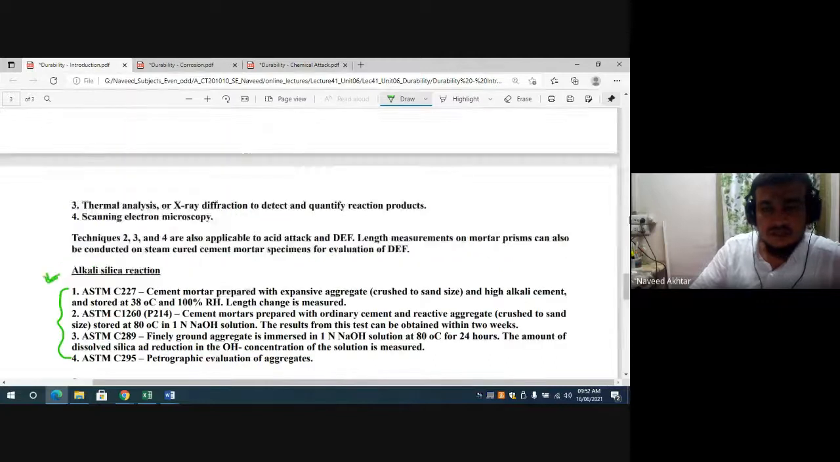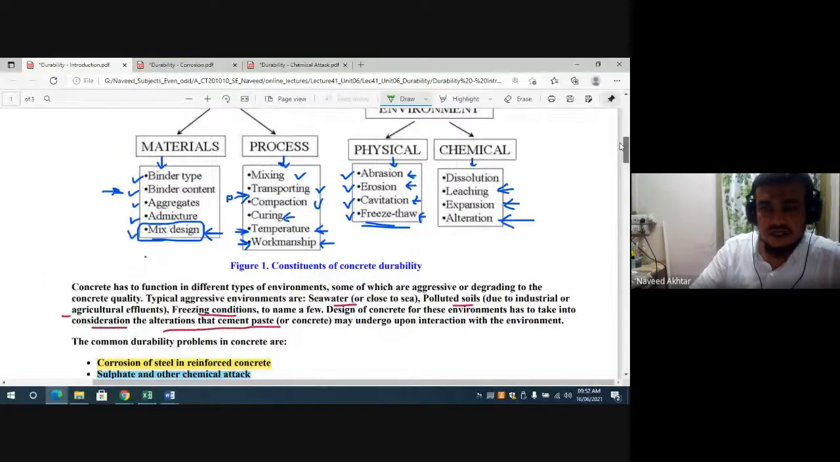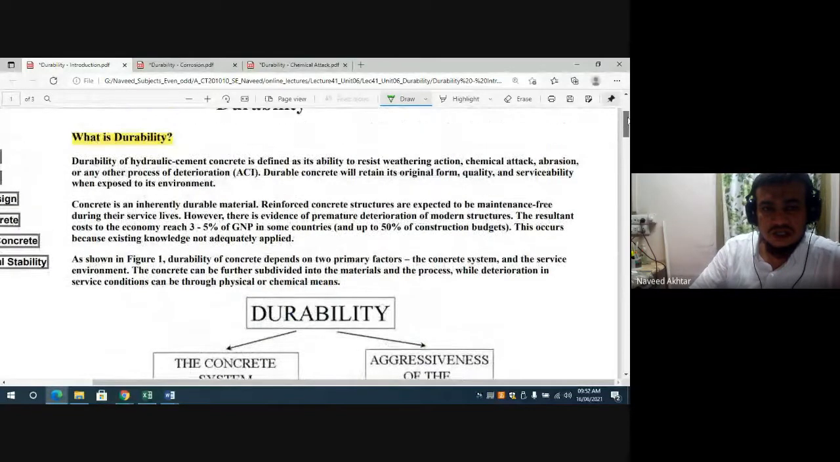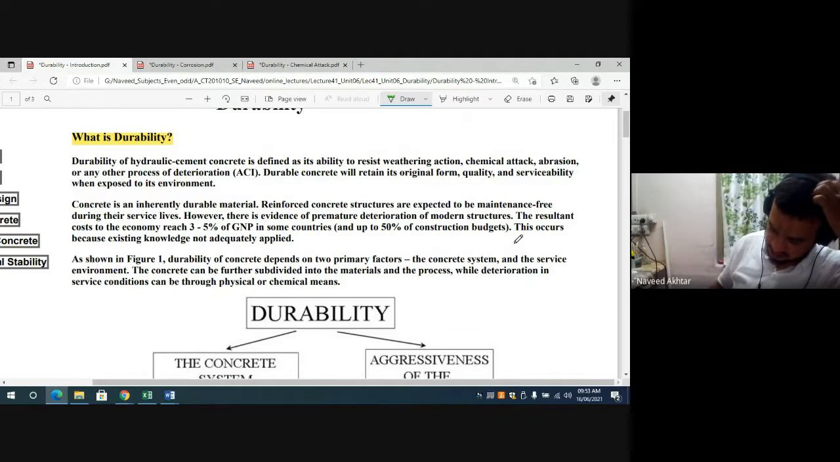Durability is nothing but resistance against deterioration, or resistance against the weathering action. We can say that that is nothing but durability of the concrete.